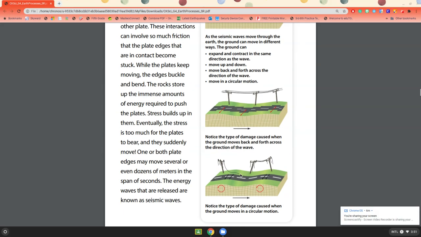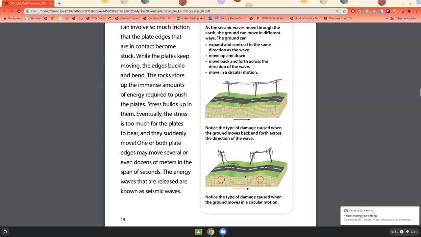Now, notice the type of damage caused when the ground moves back and forth across the directions of the waves. We have cracks, and then the power lines are down. This is circular motion. This is when the waves move back and forth. So it seems like the ones with the circular motion can cause the most damage.